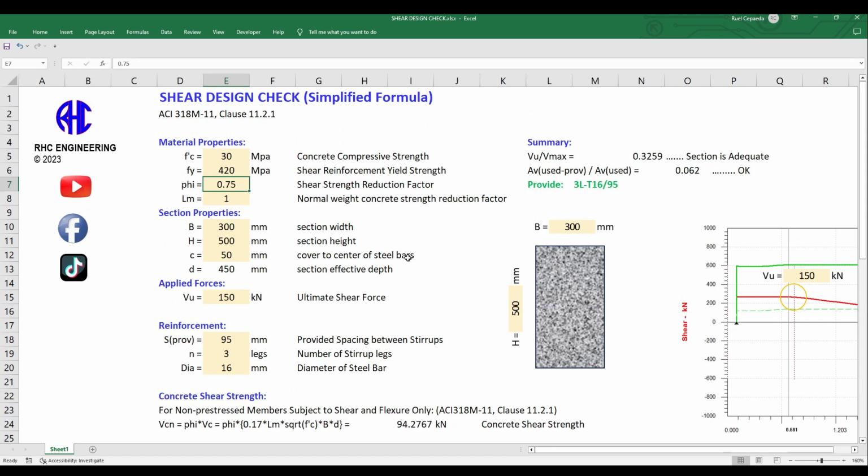Today I will show you how to check the shear of the beam using the simplified formula as per ACI 318M-11 clause 11.2.1.1.